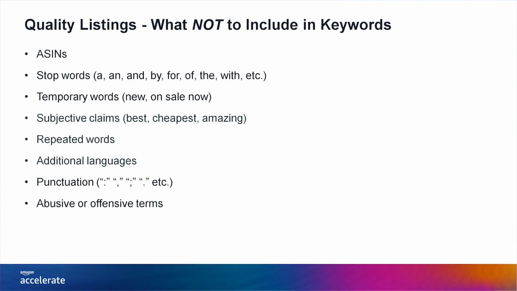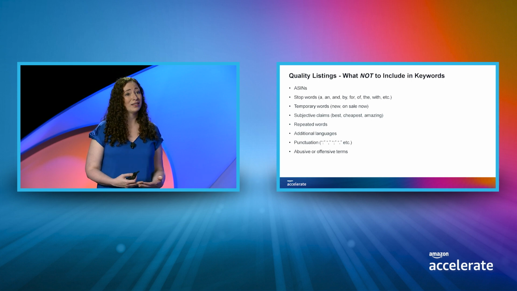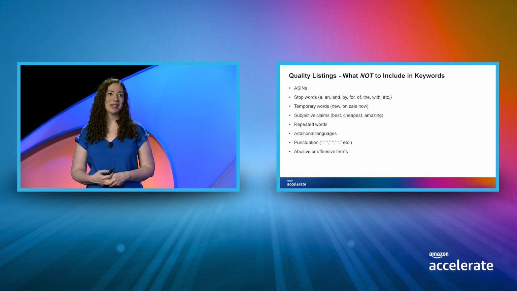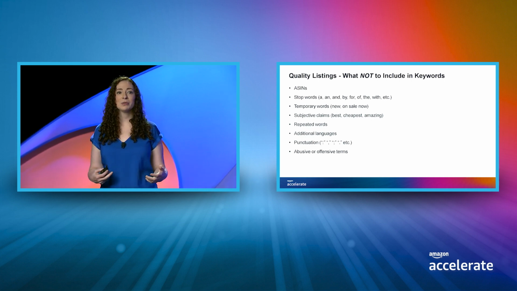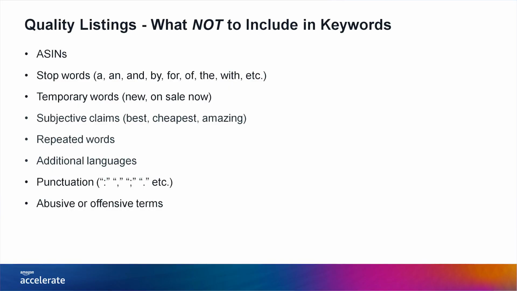And there's no need to mix languages. For example, US ASINs with English keywords are automatically translated into Spanish if customers are browsing Amazon.com in Spanish. And you don't need punctuation such as colons and commas.